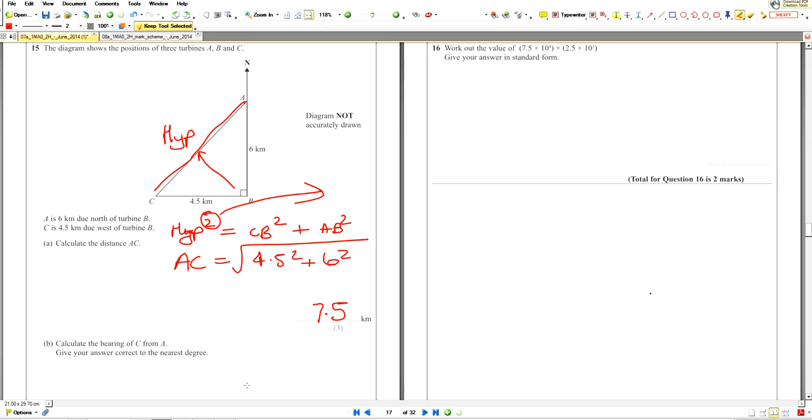The next question says calculate the bearing of C from A. Now this is where students make a mistake. Calculate the bearing of C from A. Now let me give you an example. If I say to you, get me the chocolates from the cupboard, where do you start doing that task? Start at the cupboard. So C from A means start at A. So we start at the A and we go towards the C.